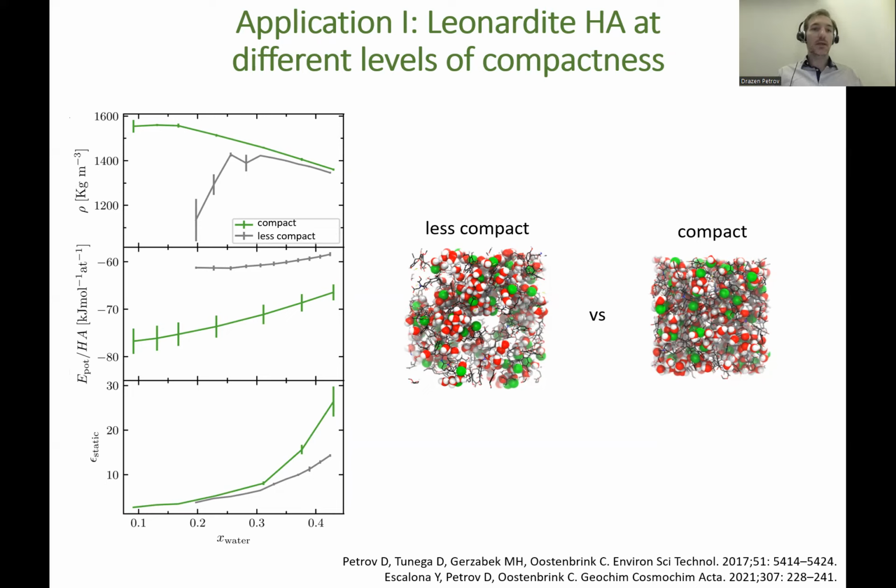Here I'm showing density, and it's not surprising that the compact model has higher density than the less compact one. However, this is more pronounced at the low water content. When it comes to interaction energy, the compact model shows much lower interaction energy, which means that the aggregates and supramolecular structures that are formed in the compact model are much more tightly bound and more stable. When it comes to dielectric screening, these two models are more or less the same.